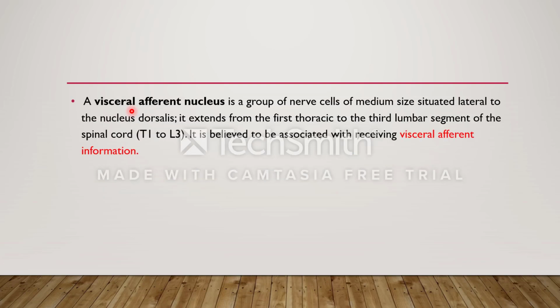Now the fourth nucleus, which is the visceral afferent nucleus, is a group of nerve cells of medium size. They are situated lateral to the nucleus dorsalis at the base of the posterior gray column. It is also not present in the entire spinal cord. It is only present in T1 to L3, and it is associated with receiving visceral afferent information.